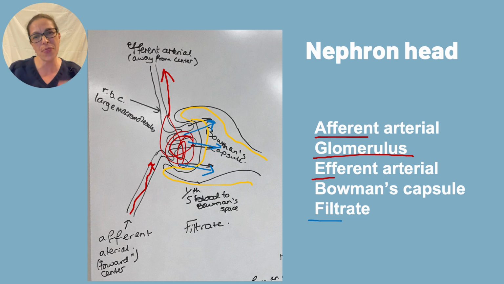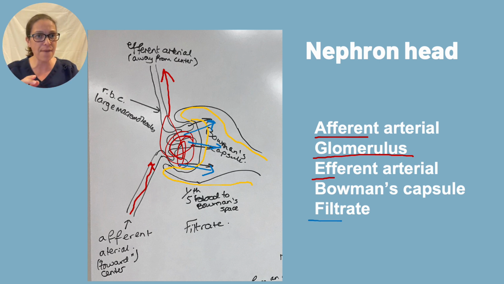Now, not everything can pass through into the Bowman's capsule. Large red blood cells, RBC, and large macromolecules and the like, are not going to get through those teeny tiny little holes to get into the Bowman's capsule. Only the stuff that can pass through, like some water, some amino acids, a little bit of glucose, some of our ions, is going to go in there, but not all.